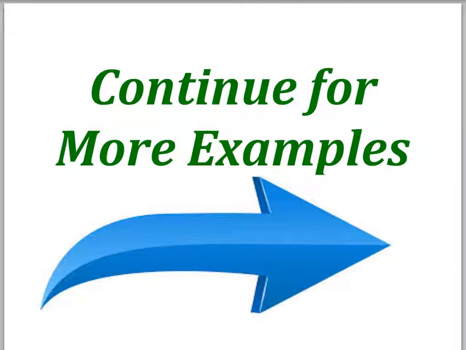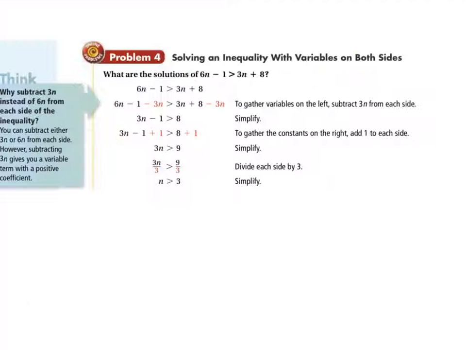Continue for another example from me. Yep, you guessed it. You can have variables on both sides here as well. So, what are the solutions here for 6n minus 1 greater than 3n plus 8? You got to pick a side. Where do you want the variables to go? Where do you want the numbers to go, right? That's what you always have to do with these.